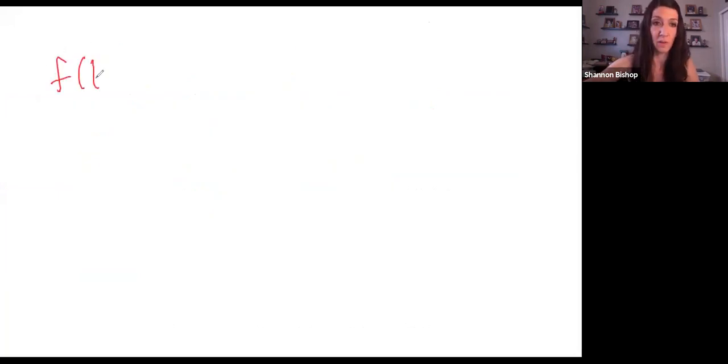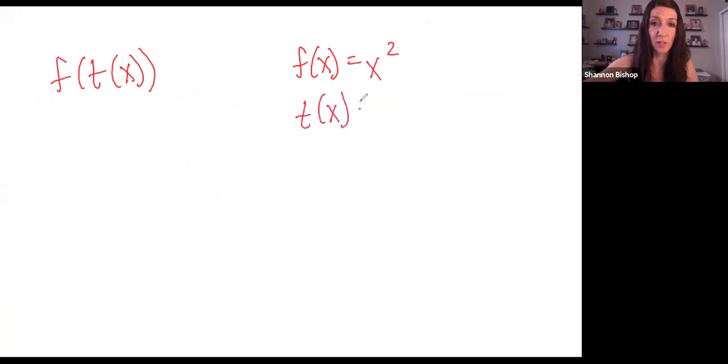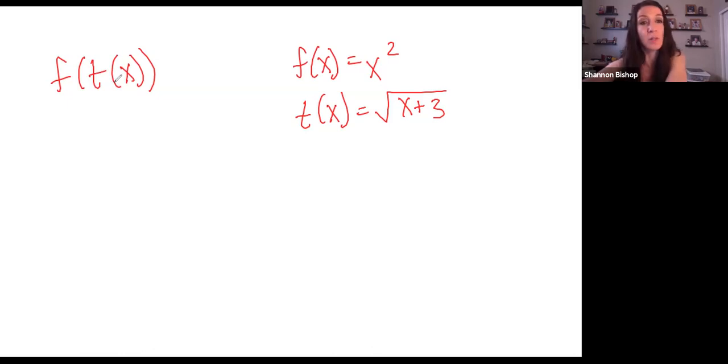So f of t of x. And f of x has been defined as x squared, and t of x has been defined as the root of x plus 3. All right, so on this one, notice you're not plugging in any numbers. If you're not doing a numeric composition, this one is what we call a generic composition. Numerics, you plug in numbers. Generic, you just leave the variables intact. So if you think about it in a flowchart sense, you're taking x and you're plugging it into the function called t.